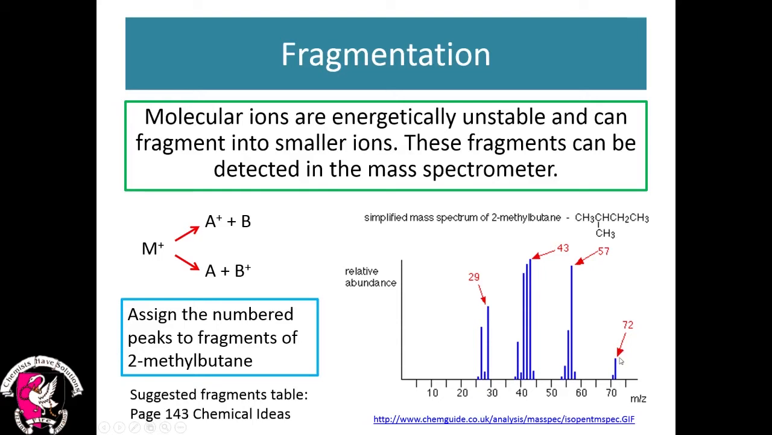Now obviously 72, we're familiar with that. That's going to be the M+, so the molecular ion peak. The peak farthest to the right is going to be the molecular ion peak. There are some exceptions to that, but for now, the farthest peak to the right is basically the peak that shows you the entire molecule without it being split. Whereas all these other ones, 57, 43, 29, are present due to smaller fragments being detected. There are some suggested fragment tables in your Chemical Ideas book, some common fragments on page 143, so you can have a look at those. What you want to do is assign those peaks to different sections of this molecule. So pause it here, give it a go.